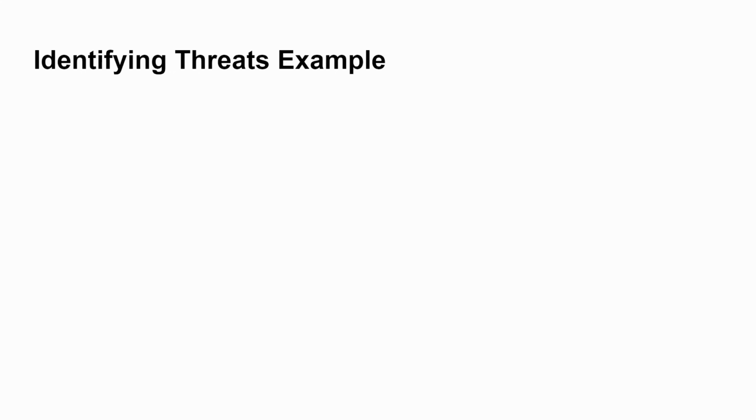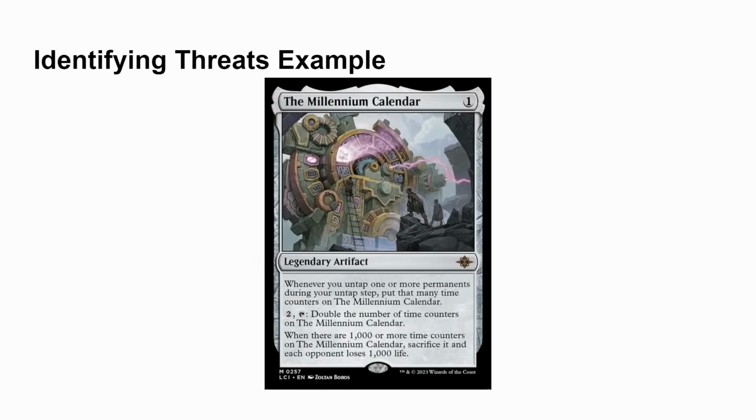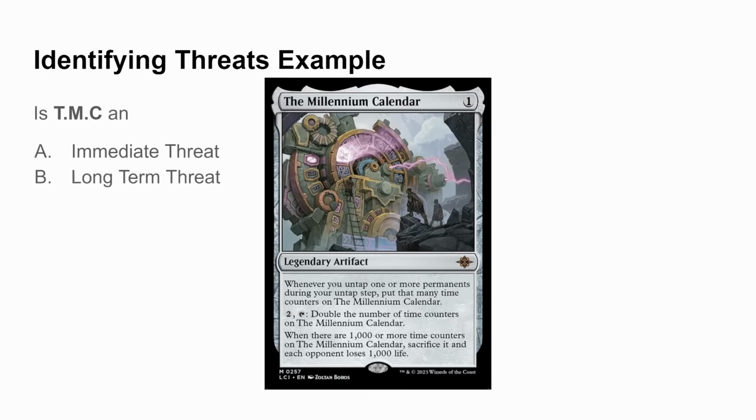Now, let's go over an example of identifying a threat. We have the Millennium Calendar. Whenever you untap one or more permanents during your untap step, put that many time counters on the Millennium Calendar. Then for 2 mana, you can tap it and double the number of time counters. And when there are 1,000 or more, you sacrifice it and each opponent loses 1,000 life. Now, is the Millennium Calendar A, an immediate threat, or B, a long-term threat? Pause the video right now and answer down below.